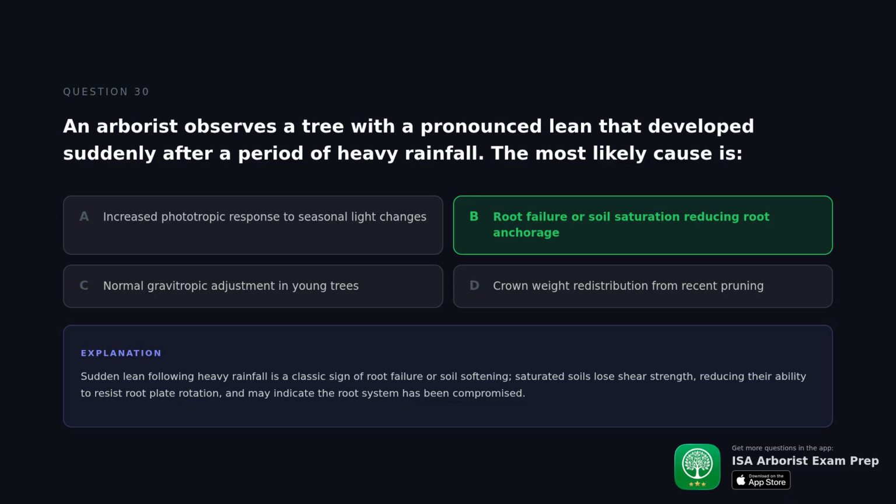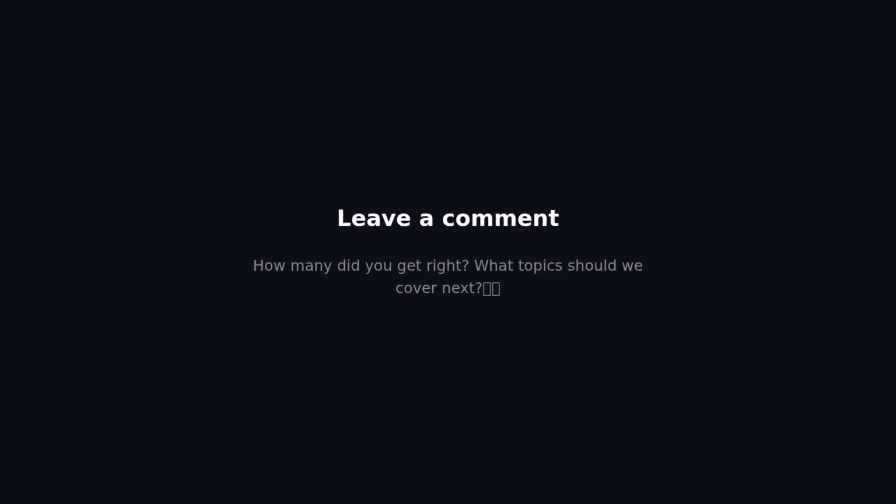The correct answer is root failure or soil saturation reducing root anchorage. Sudden lean following heavy rainfall is a classic sign of root failure or soil softening. Saturated soils lose shear strength, reducing their ability to resist root plate rotation, and may indicate the root system has been compromised. How many did you get right?